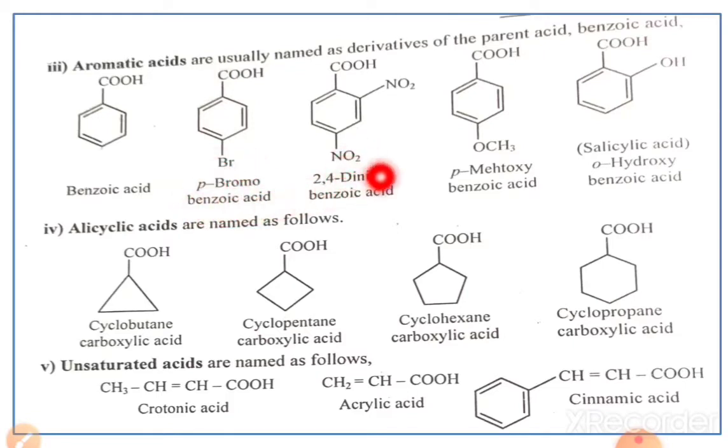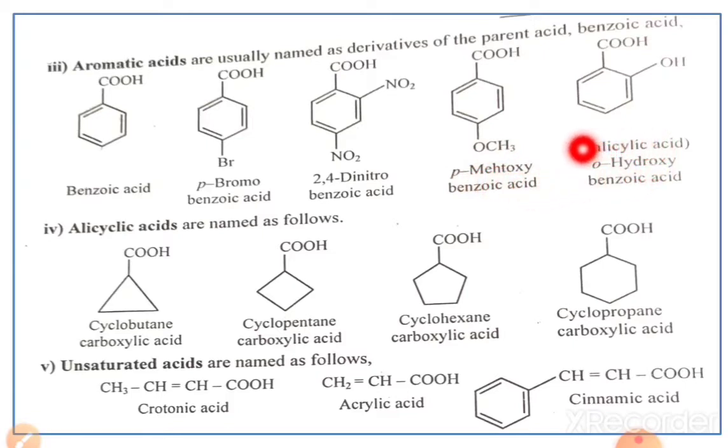Now, another example, here 1, 2, 3, 4. At the 2 and 4 number positions there is an NO2 group, that means 2,4-dinitrobenzoic acid. Next, for para, second example, para-methoxybenzoic acid, because the numbering starts from here, 1, 2, 3, 4, and the 1,4 position is the para position. At the para position there is an OCH3 group, that means the methoxy group, therefore para-methoxybenzoic acid.